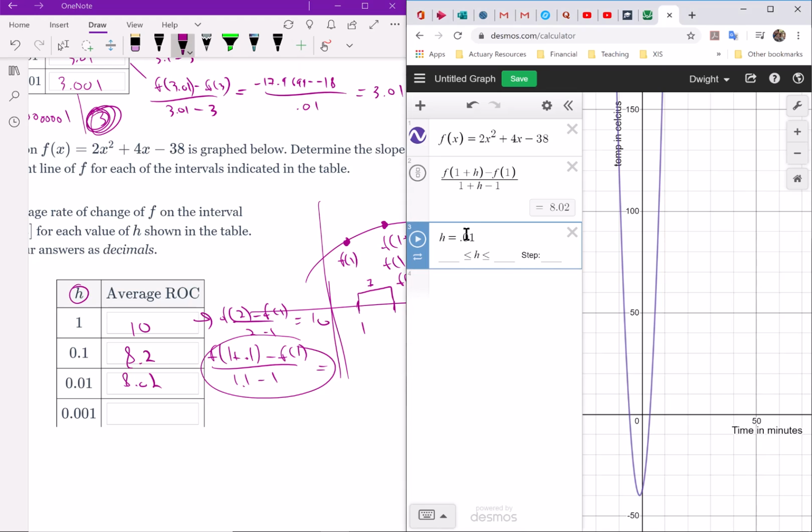If I do 0.001, I get 8.002, and you can see the closer you get to 1, right, the closer you make this value to 1, the closer to 8 this will get, right? So you could basically just assume that the slope of the tangent line is 8 at that value.